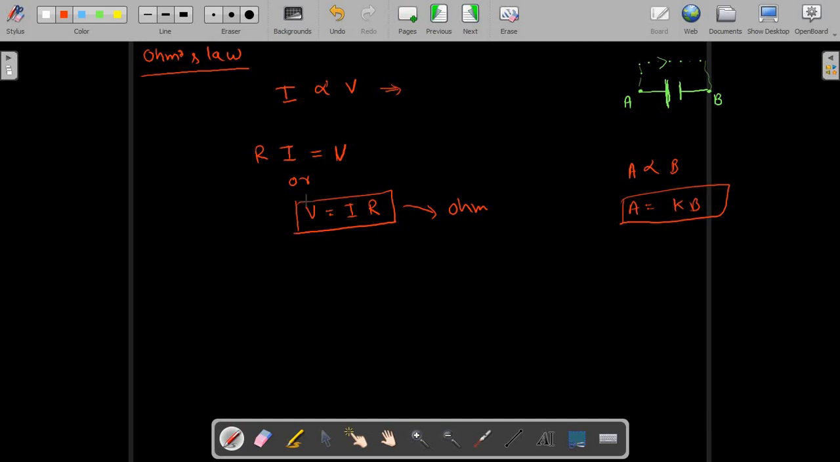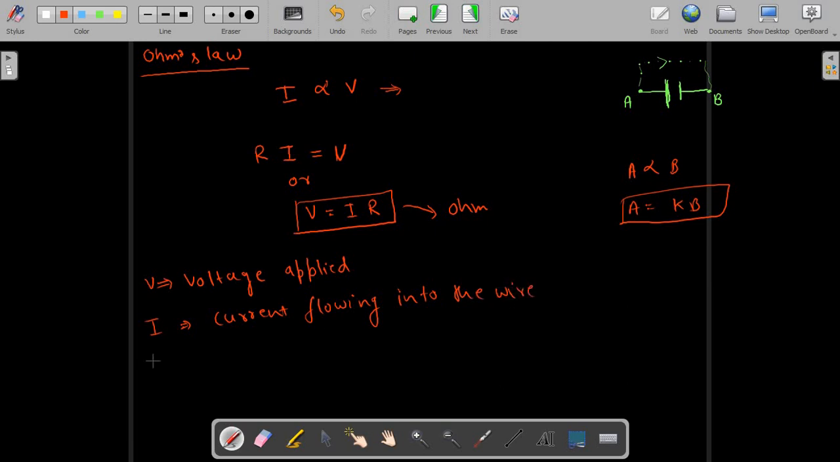What you do is find some voltage value and some current value, and then divide them. It will give you the value of the resistance of the wire. Where V is the voltage applied and I is the current flowing into the wire.